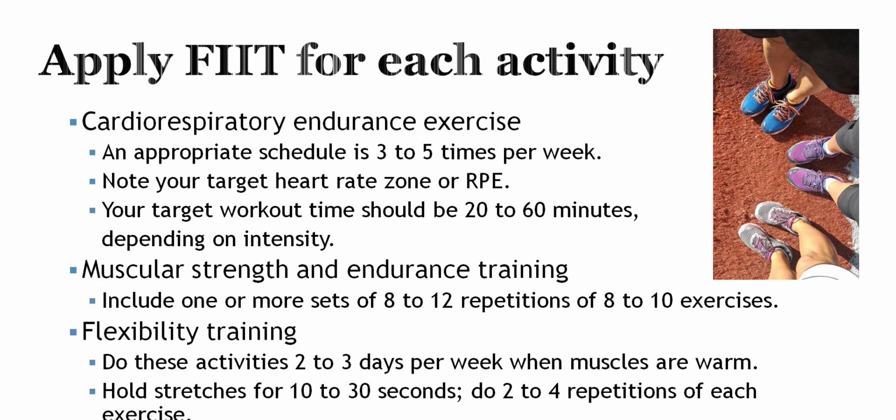You just have to set a starting frequency. It should be a starting frequency, and maybe it'll change by the progressive overload principle we covered already. So the beginning is 3 to 5 times a week for cardiorespiratory endurance, and then the target heart rate zone needs to be calculated, or RPEs, ratings of perceived exertion, but the target heart rate zone is more precise and accurate. And your target workout time should be 20 to 60 minutes. These are going to depend on your current fitness level.